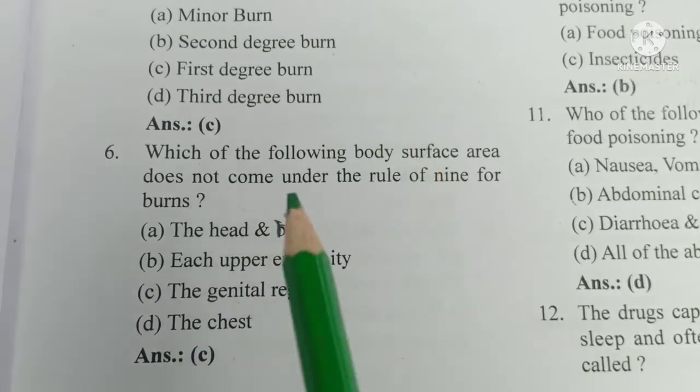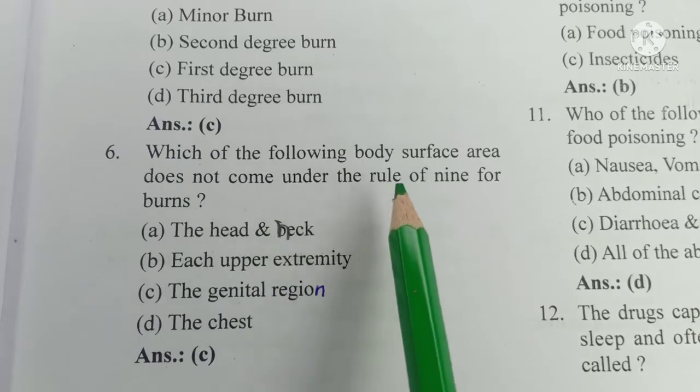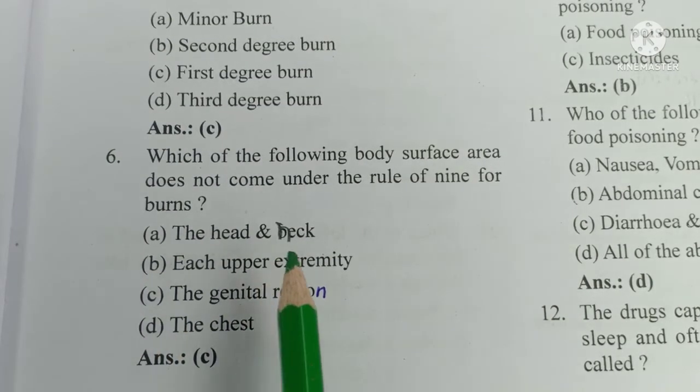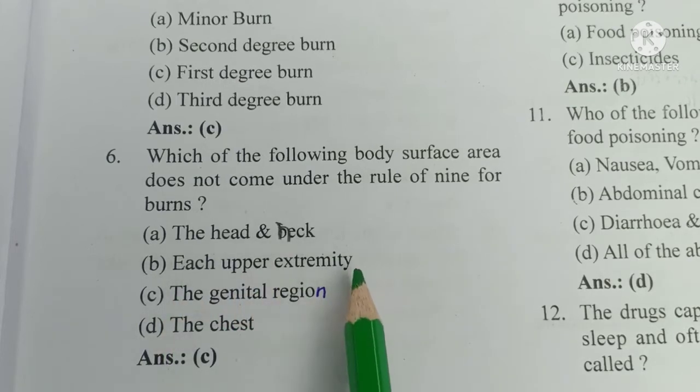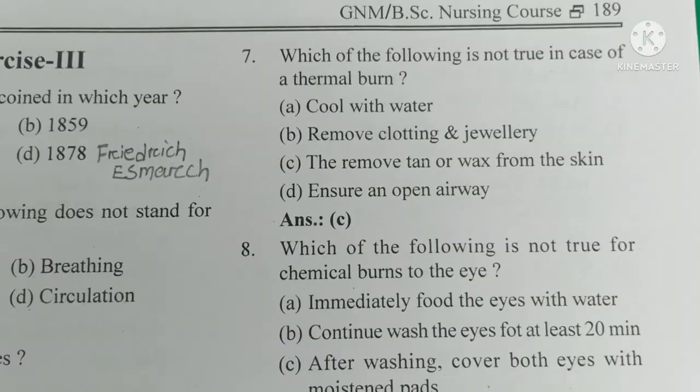Number 6. Which of the following body surface area does not come under the rule of 9 for burns? The options are the head and neck, each upper extremity, the genital region, the chest. The answer is C. The genital region.